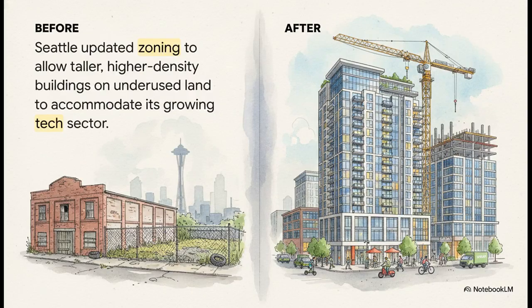Seattle is a perfect real-world example of this. As its tech sector just exploded, the city faced this massive housing crunch. So, instead of just sprawling further and further out, they made a deliberate choice to change their zoning rules. They started allowing for taller, denser residential buildings on land that was previously underutilized, and that helped house a whole new wave of workers much closer to where they actually work.